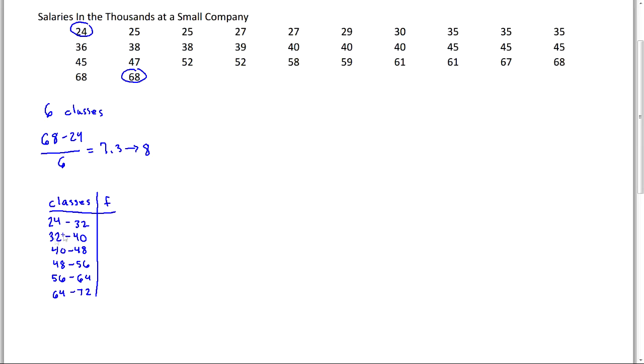The problem is, what if we have 32? Where does it go? Well, you're never going to include the right-hand endpoint. So this will be 24 up to 32, 32 up to 40, 40 up to 48. When you see this in a histogram, remember, it's not usually including that right-hand endpoint. So 24 up to 32, not including 32, would be all these numbers right here.